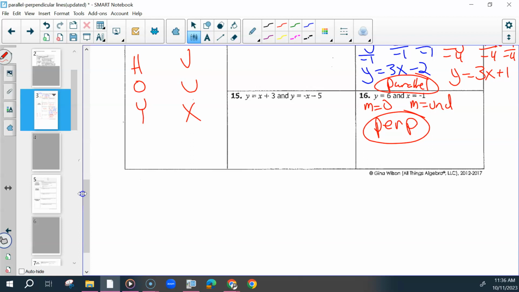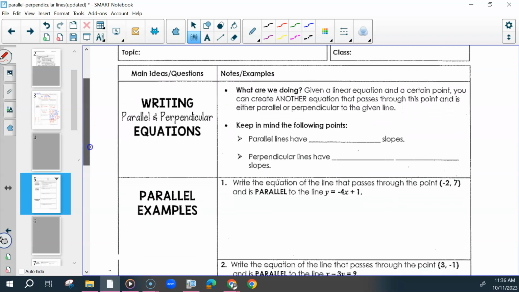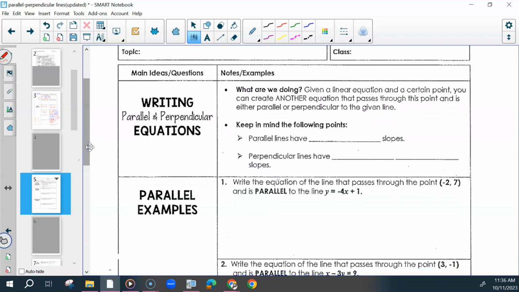Right. Now that we understand how parallel and perpendicular work, now we're going to actually apply it in a different sense. So go on to the next page. Alright, so I'm going to have you fill this in. Parallel lines have the same slope. Perpendicular lines have negative reciprocal slopes.